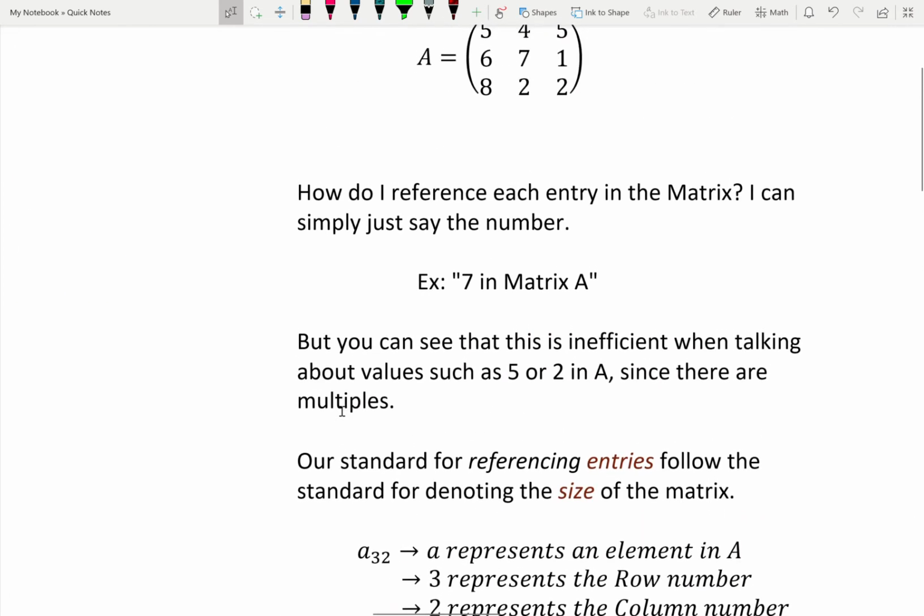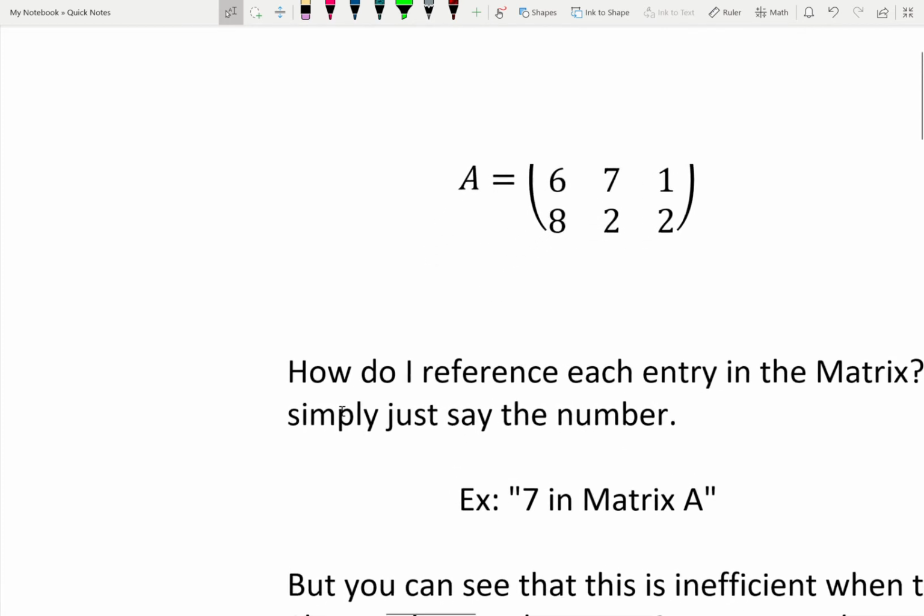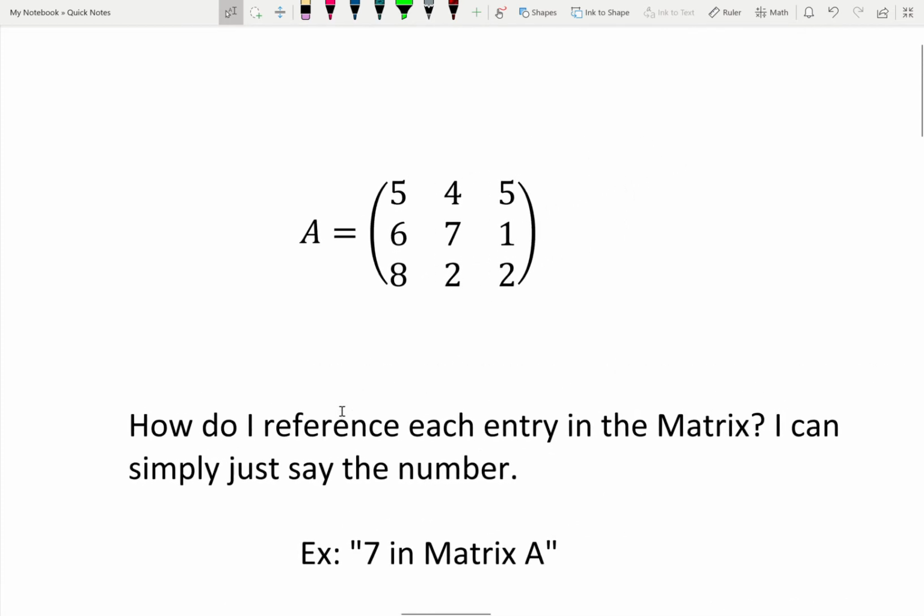Alright, so now we're going to be talking about the entries in the matrix, so each individual value in the matrix. Now, how do I reference each of these individual values? Well, I can easily just say 7 in matrix A, and I would be talking about this one right here.